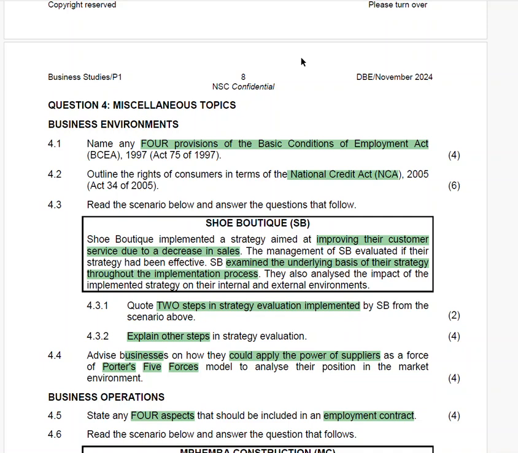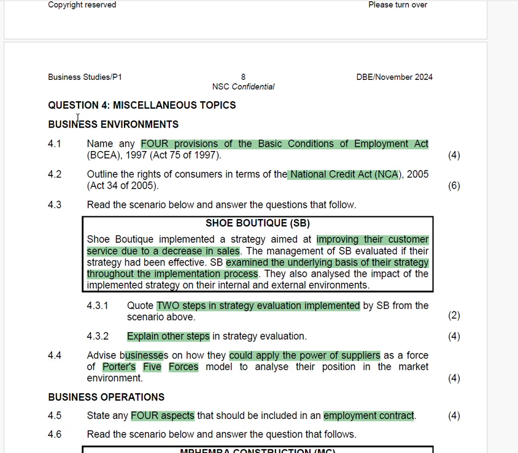It has been proven a number of times that doing past papers is one of the most effective ways to assist you to do well in your studies. For that reason, I'll be here to guide you throughout your business studies journey by doing the past papers with you. In the previous video, we covered the first part of question 4.